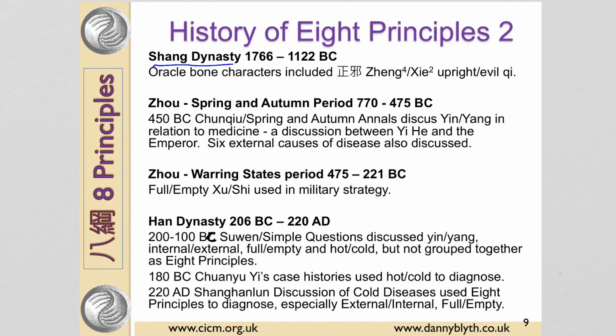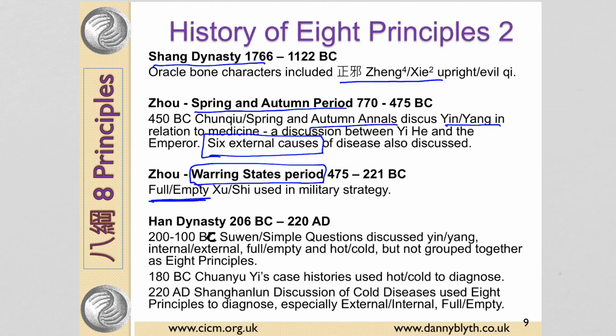Way back in the Shang dynasty, oracle bone characters included zheng and xie for upright and evil. Also the character of qi. In the Spring and Autumn Annals, yin and yang were discussed in relation to medicine. The 6 external causes of disease were also discussed, although slightly different ones from the ones we know well. In the Warring States period, where a lot of Chinese philosophy comes from, full and empty were used in military strategy. During the Han dynasty, this stuff was all very much used in medicine.